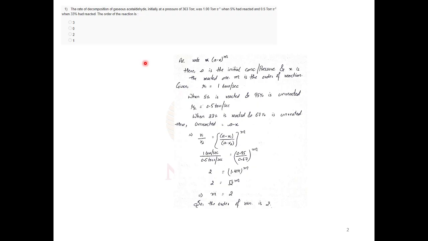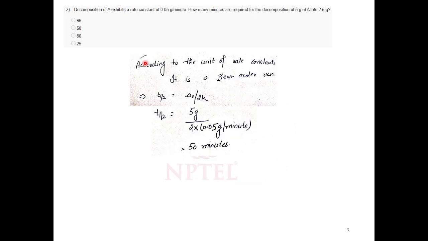Now you go to a question where you know about the concept of the order of the reactions. Now if you come here, you need to find the value of... A exhibits a rate constant of 0.5 gram per minute. How many minutes are required to decompose 5 gram of A into 2.5 gram?